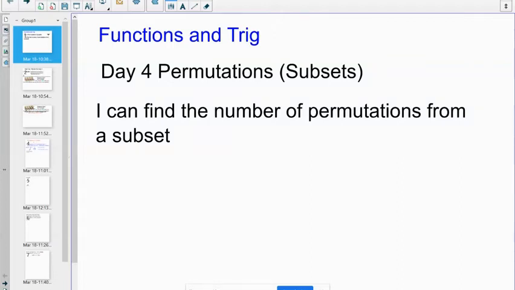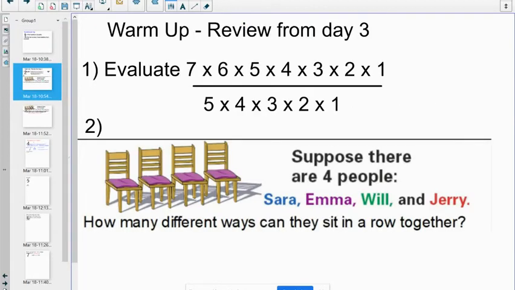Okay, hello everyone. Welcome to day 4, permutations of subsets. We're going to be able to find the number of permutations from a subset. So yesterday, this question, our warm-up, will be a little bit of a review.